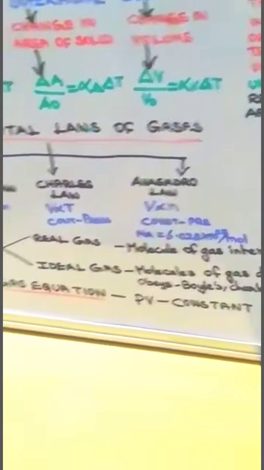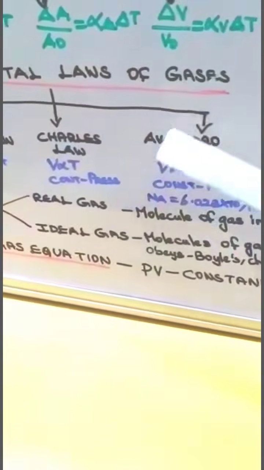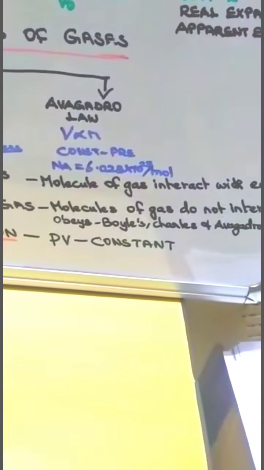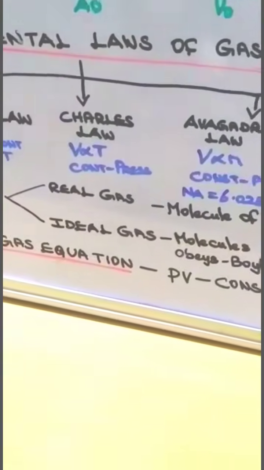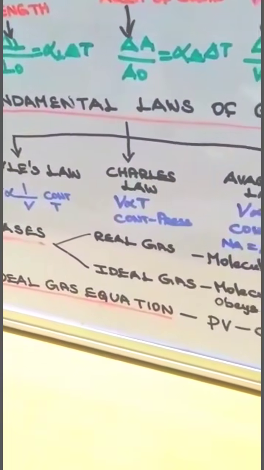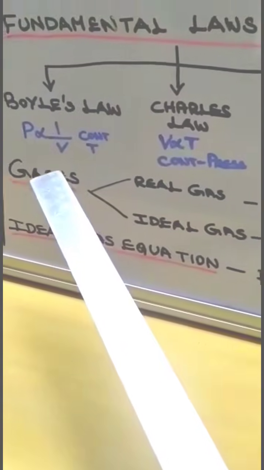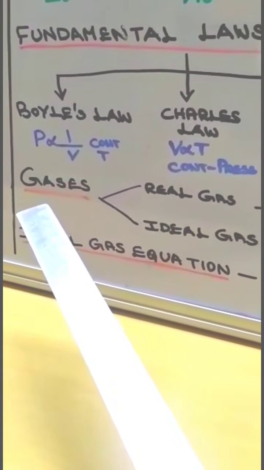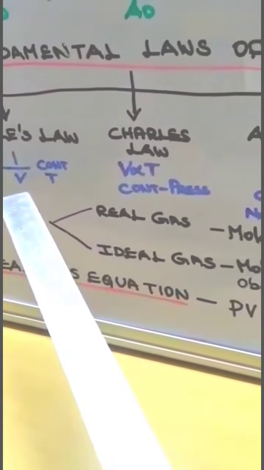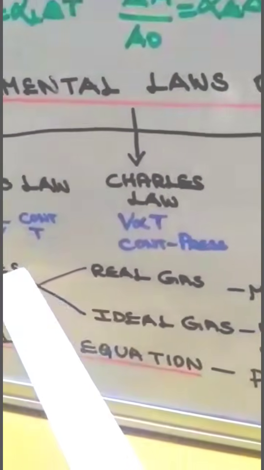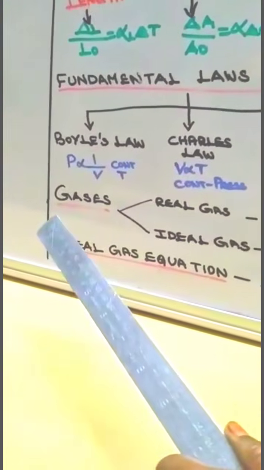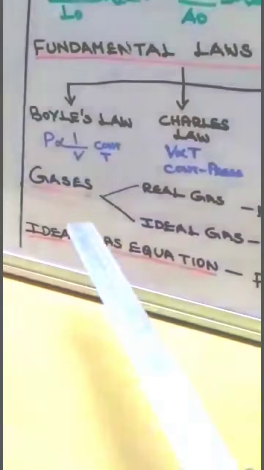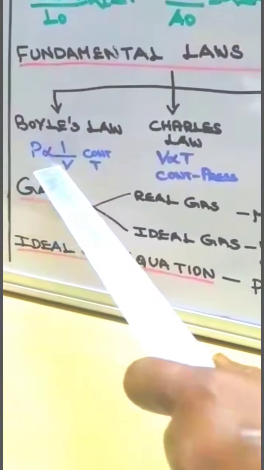Now we are going to see the fundamental laws of gases. There are three important laws: Boyle's law, Charles' law and Avogadro law. All these connect the relationship between pressure, volume and temperature. First we are going to see what is Boyle's law. Boyle's law is that when the temperature of a gas is kept constant, the pressure of a fixed mass of gas is inversely proportional to its volume. In other words, for an invariable mass of a perfect gas at constant temperature, the product of its pressure and volume is constant.